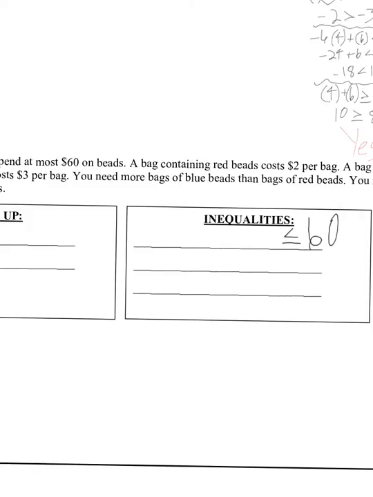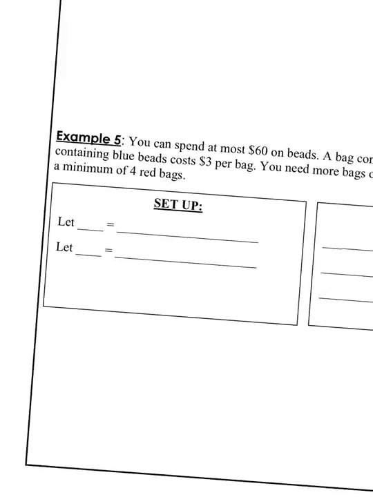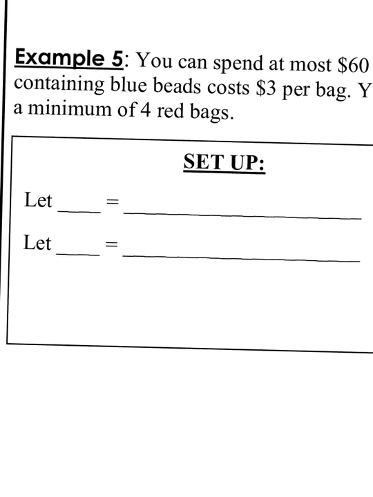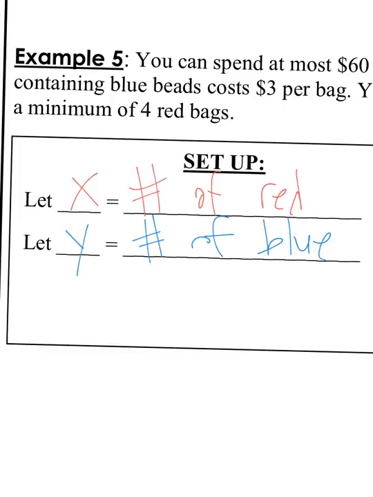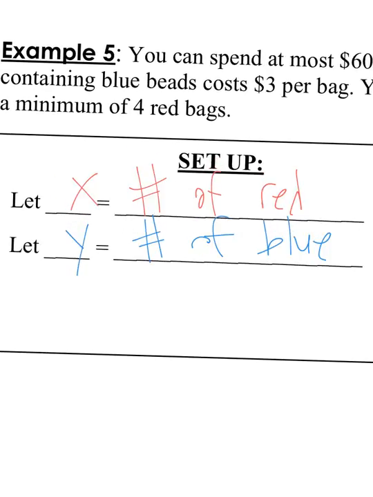A bag containing red beads costs $2 per bag, and a bag containing blue beads costs $3 per bag. So it looks like I have my two variables here. x is going to be the number of red beads, so let's just write x in red. And y would be the number of blue beads. I'll write that in blue. Okay, so I have my variables defined. Now let's finish reading the word problem.